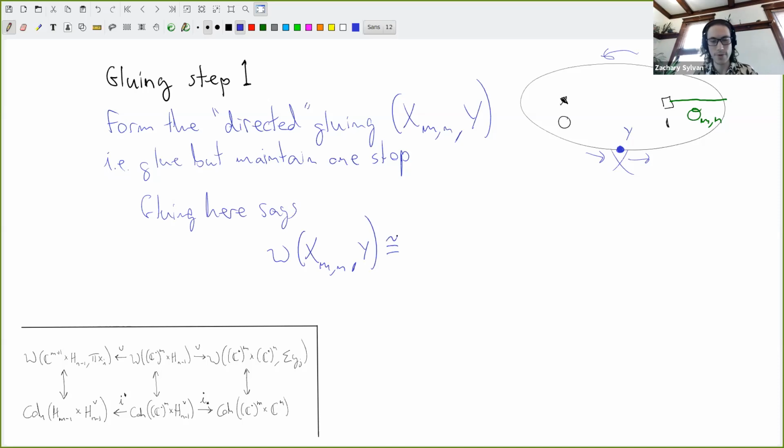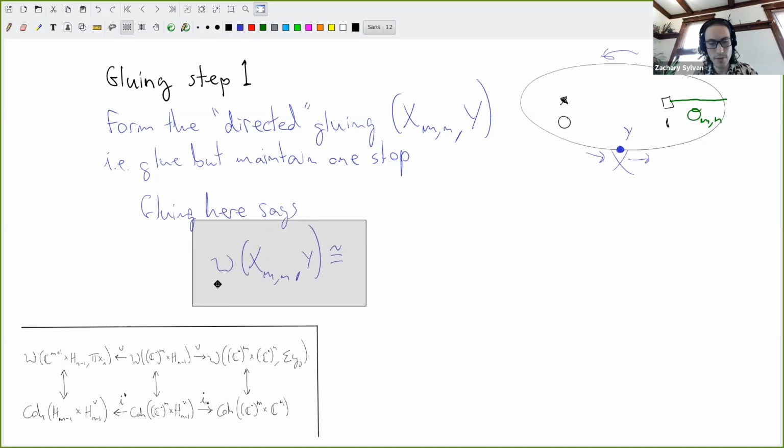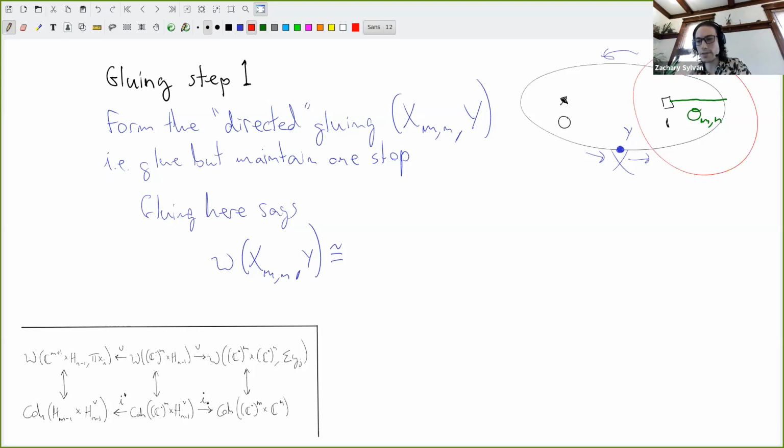I'm going to give myself a little bit more space. So the first part of the semi-orthogonal decomposition is going to be, let's do it this way. This is going to be the first part, right? Because then we're going to map to the second part. So this is going to be part 1, and this is going to be part 2.